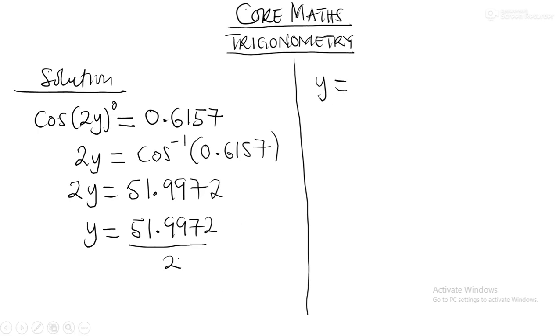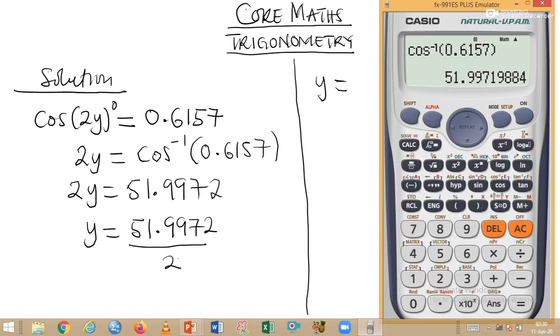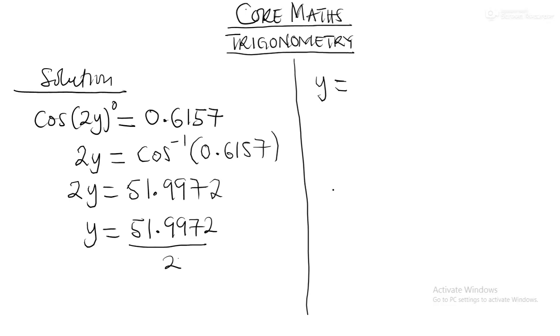Let's check our calculator again. Good. So 51.9972 divided by 2. And this will give us 25.9986. But we were told to find y to the nearest whole number.